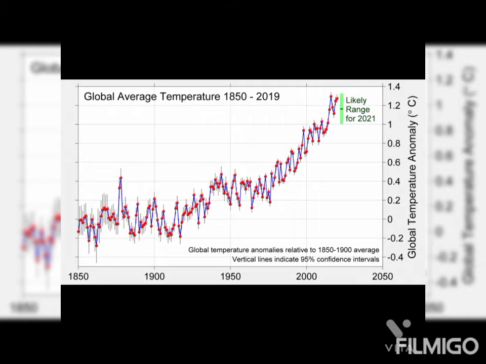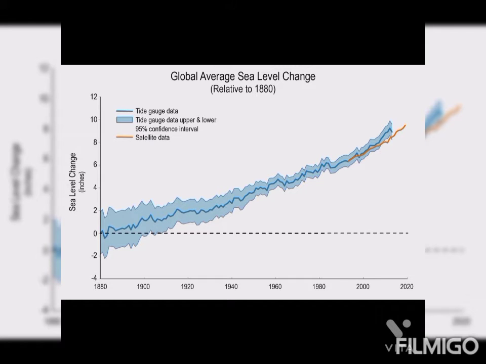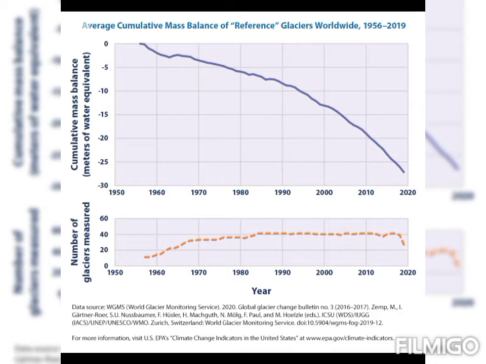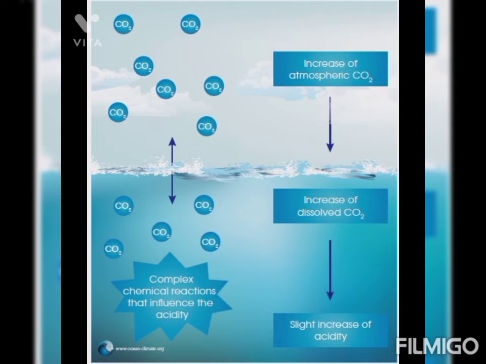This graph shows the average global rise in temperature from 1850 to 2019. This graph shows the global average sea level change from 1880 to 2020. These are some of the glaciers which have retreated over the years. This graph represents the decreasing mass of glaciers from 1950 to 2020. This shows how acidification of ocean occurs.